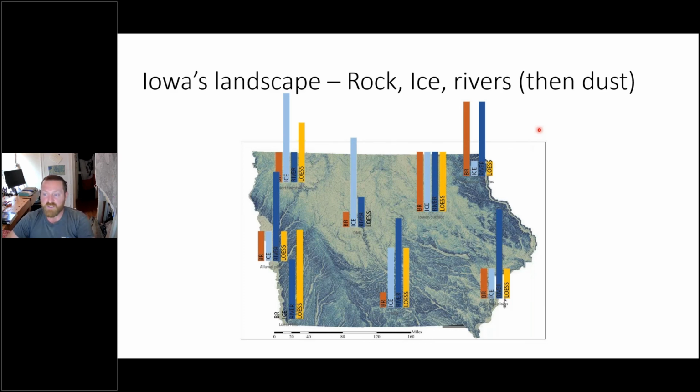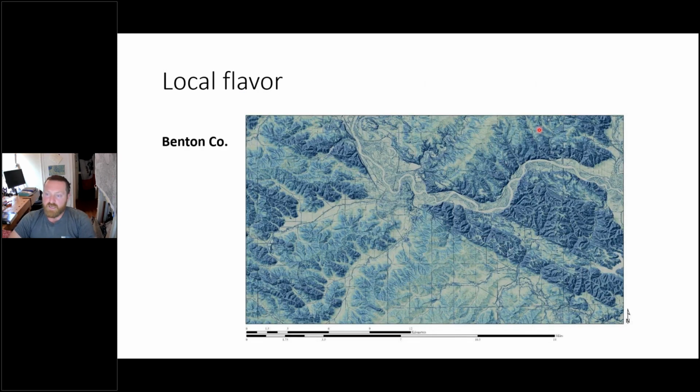So speaking of which, let's look at local areas. And so this is Benton County. This is the area I've been mapping. I'm very familiar with it. I might have driven down every road in the county over the last 3 years. So this is one of my favorite areas that I've ever mapped and looked at.